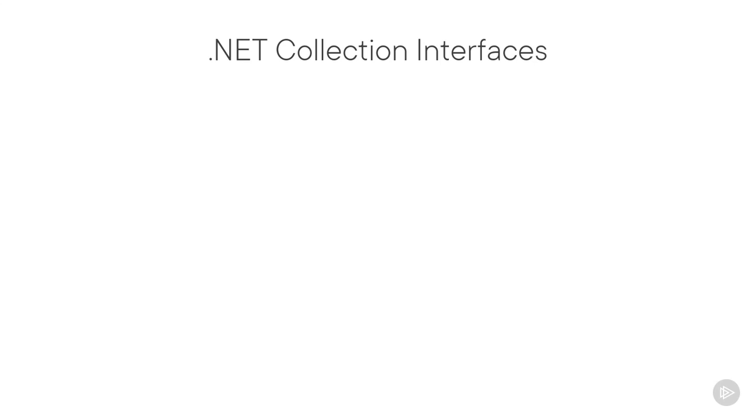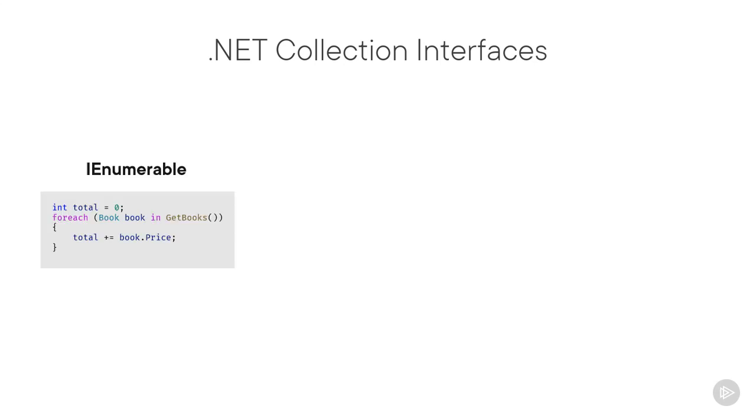We've just learned about a .NET collection interface called IAsyncEnumerable. Let's put that in historical context so that we can get a better idea of its intended use. .NET has three main collection interfaces. Each has a different purpose.